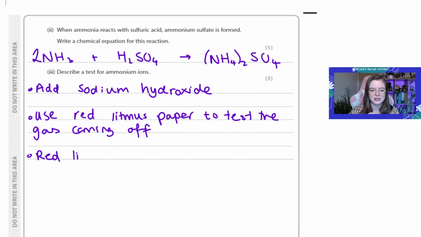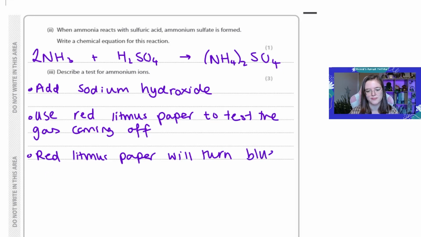So red litmus paper will turn blue. So you could have used blue here and then say it will stay blue. That's fine. But for a test, I like to have an actual colour change that I can see, but it doesn't really matter at the end of the day.